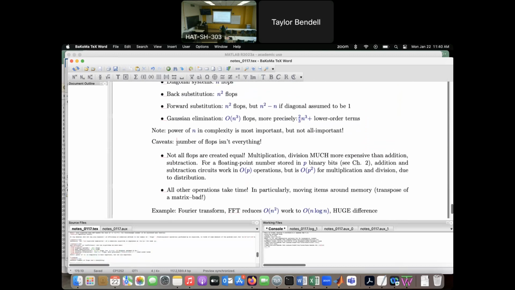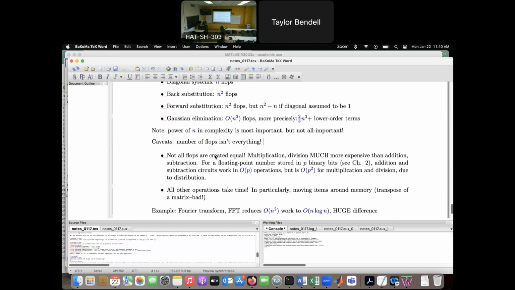I also want to mention that while we're focusing here on counting flops, there's more to the story of efficiency than just that. For one thing, not all arithmetic operations, addition, subtraction, multiplication, division, take the same amount of work. Multiplication and division are far more expensive than addition and subtraction. Some descriptions of algorithm complexity will break the count down. They won't just say so many flops. It could be so many additions and subtractions in one category, and multiplications and divisions in the other.